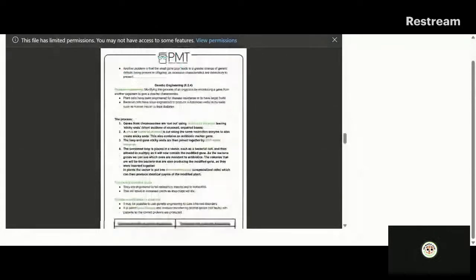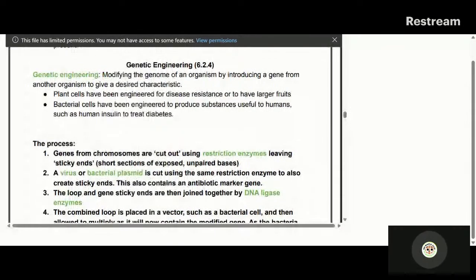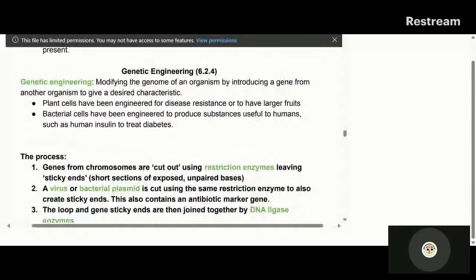Genetic engineering. So it's modifying the genome of an organism by introducing a gene from another organism to give it desired traits. So, the purpose of genetic engineering: the purpose is to modify the genome of an organism by introducing a gene from another organism in order to give a desired characteristic.